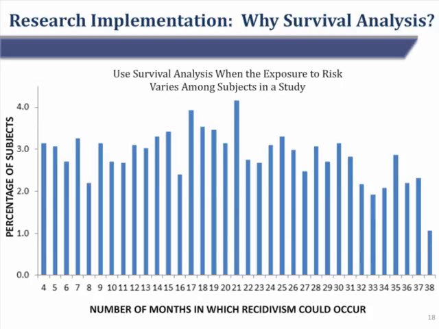To address the problem of differences in exposure time, we used Cox regression survival analysis. This approach is appropriate when among the subjects in your study there are different amounts of time in which the event you are measuring could occur. In our case, we had some people in our study who only had 4 months in which recidivism could occur, and there were others who had 38 months in which recidivism could occur, and the rest were somewhere in between.